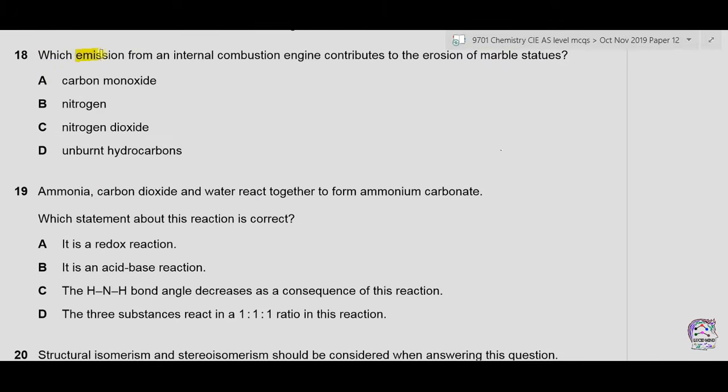Question 18. Which emission from an internal combustion engine contributes to the erosion of marble statues? As we know that marble statues are made up of calcium carbonate, and calcium carbonate is eroded by acid to form calcium oxide and carbon dioxide. Let's find out the options. In A we have carbon monoxide, as it is a neutral oxide, so it does not have any effect on calcium carbonate. B is nitrogen.